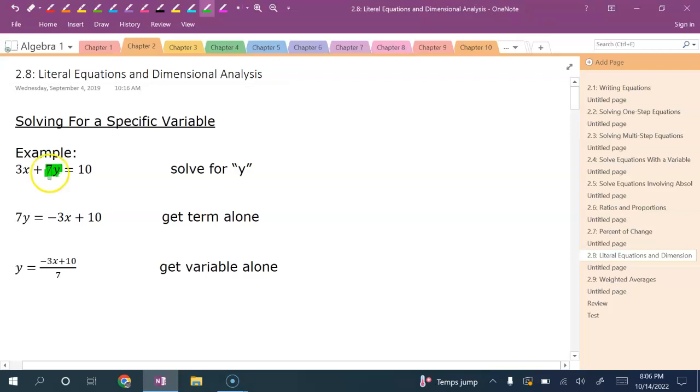And then the first thing I suggest, especially if you're not sure what to try to move first, is maybe try to cover up or put your finger over the 7y to kind of isolate it and look at everything else that's around it, because those are the things that you're going to want to move first. So if I don't think about 7y being there, I've got this 3x over here that I need to move. I'm going to do that by subtracting 3x from both sides of the equation.